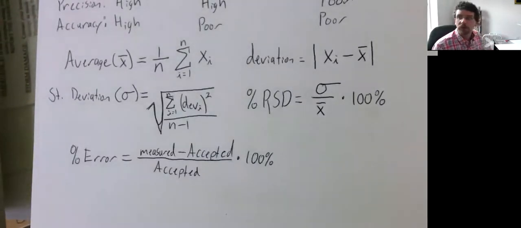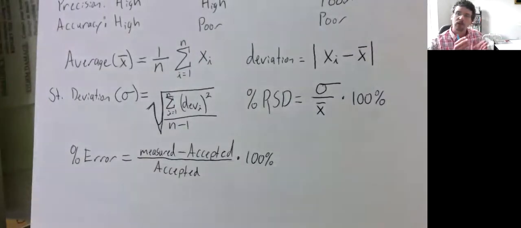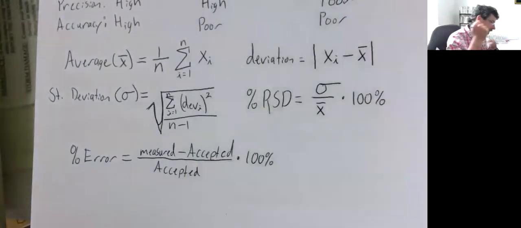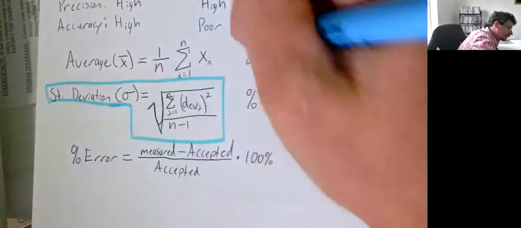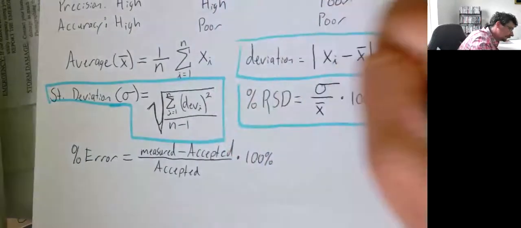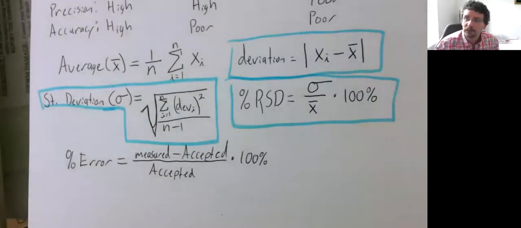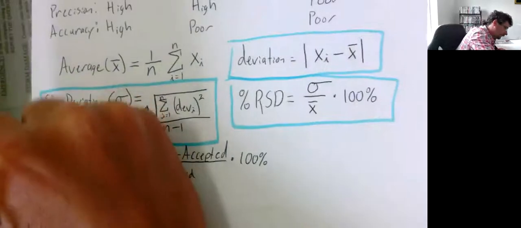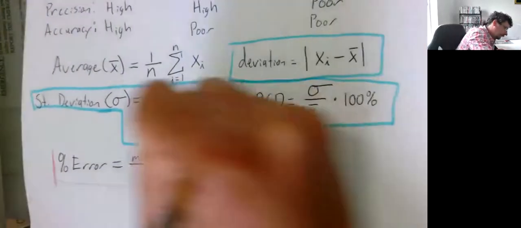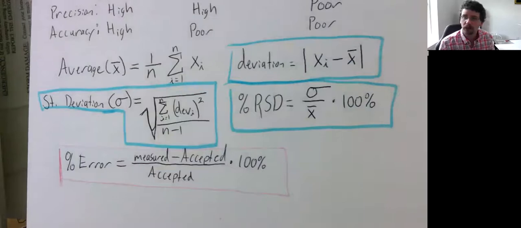Okay, so which of these have to deal with accuracy and which of these have to deal with precision? So when we're discussing precision, remember, precision is how grouped are our measured values. So therefore, standard deviation and relative standard deviation are properties that are related to precision, where percent error, that's discussing our accuracy. How far away from the true value are we?